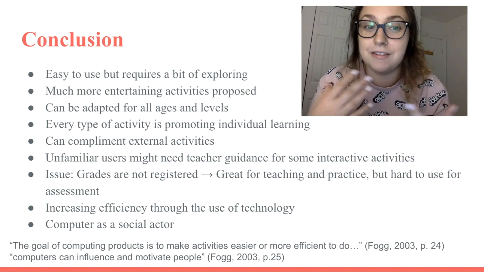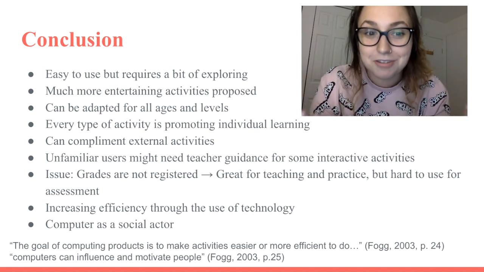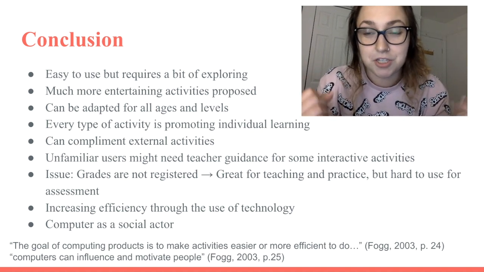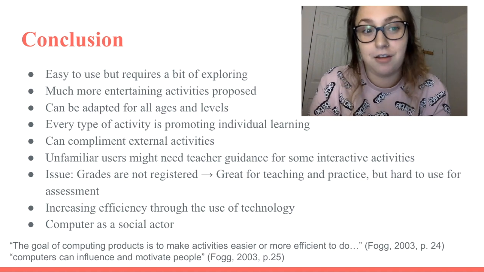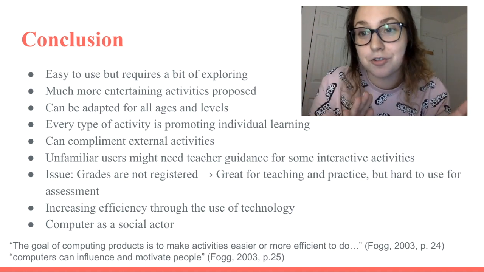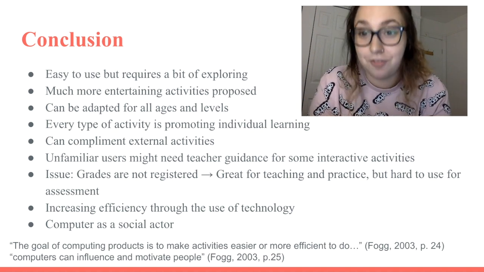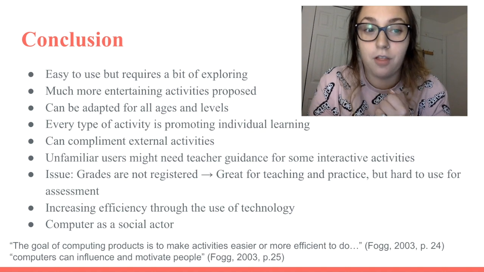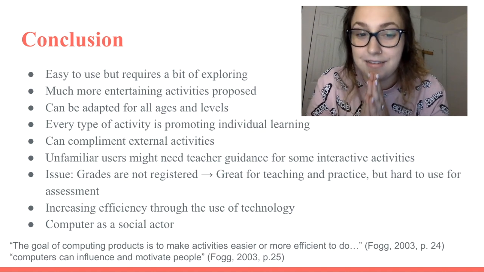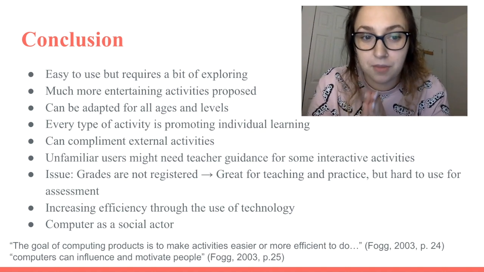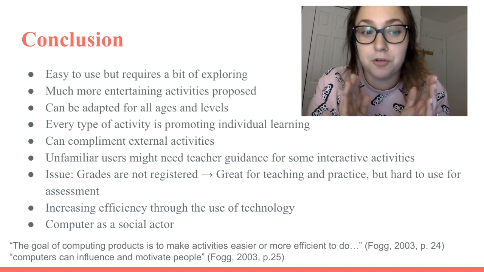Overall, it increases efficiency through the use of the technology, which is a great factor, and also the computer is a social actor, so that is to be considered. According to Fogg, 2003, the goal of a computing product is to make activities easier or more efficient to do. Also, according to Fogg, computers can influence and motivate people.